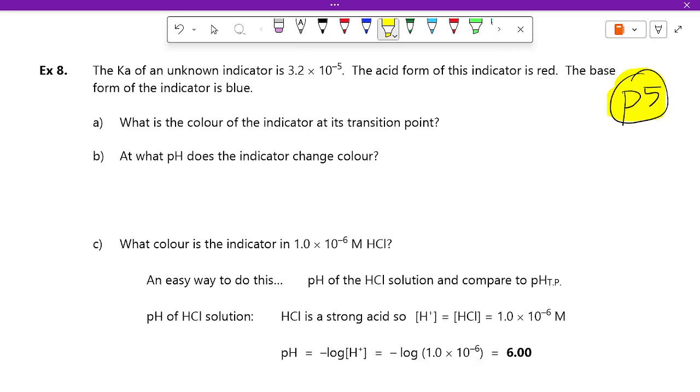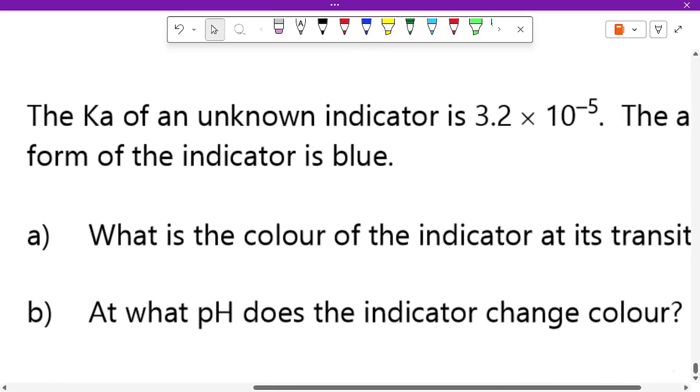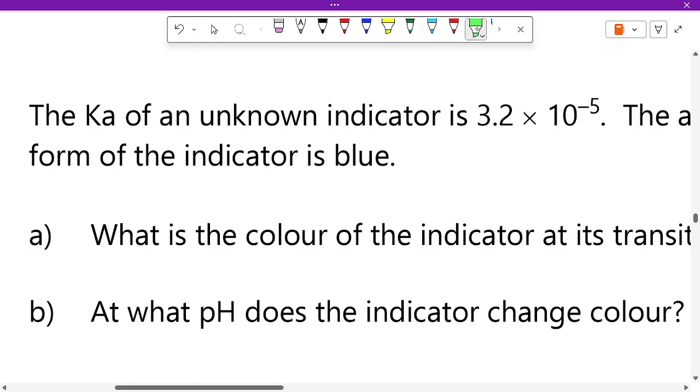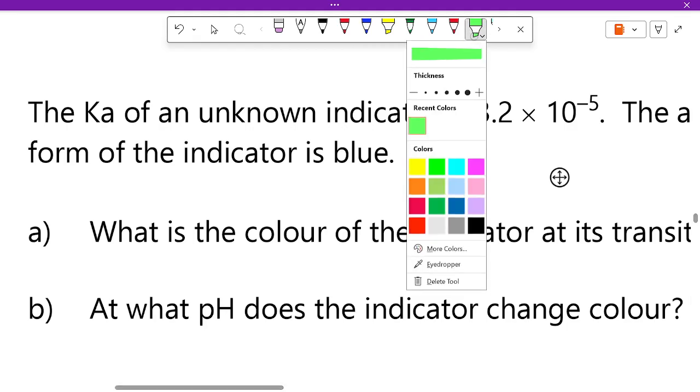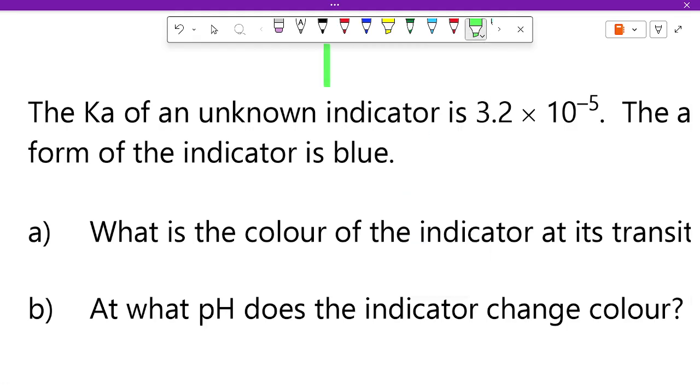Okay, so ladies and gentlemen, we have an unknown indicator on page 5. And its Ka is 3.2 times 10 to the negative 5.